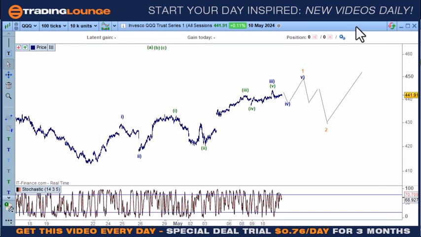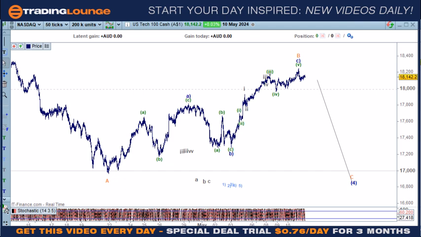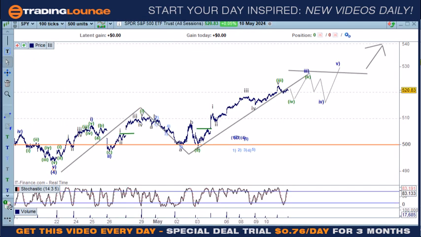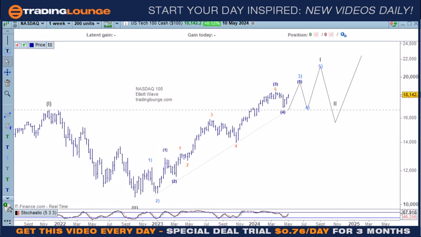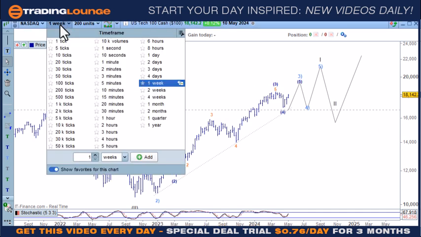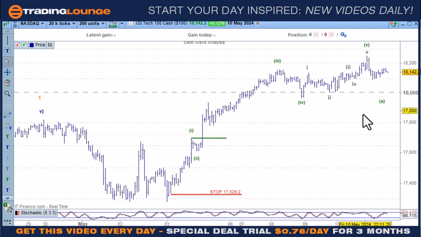So basically there's a variety of counts, okay? And we need to look at them all, and then we need to eliminate them one by one, and understand where the risks are and so on. So with the Nasdaq here on the weekly chart, we'll just go straight into an intraday chart here and pick it up a little bit.